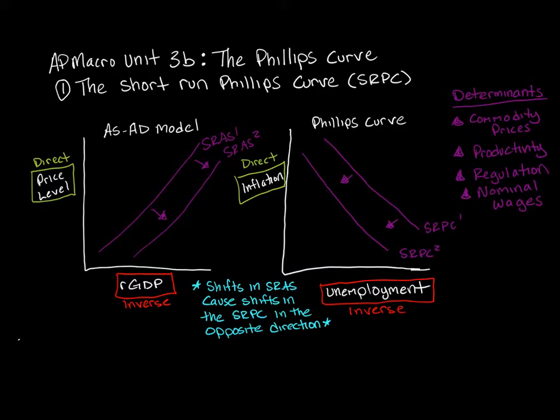So if the students don't know their short-run and long-run determinants at this point, now they're going to get two separate sets of questions wrong on the test. So make sure that they have memorized their determinants. That is absolutely not optional.